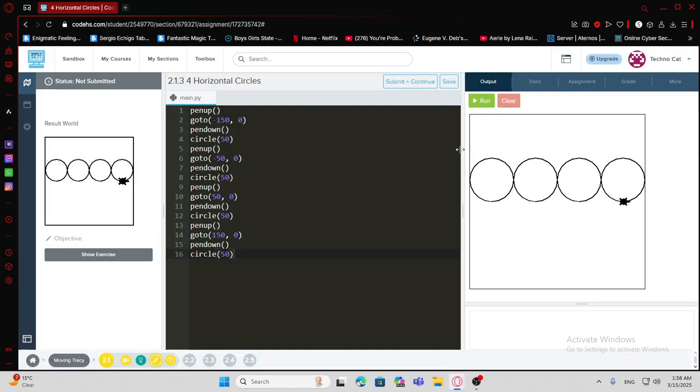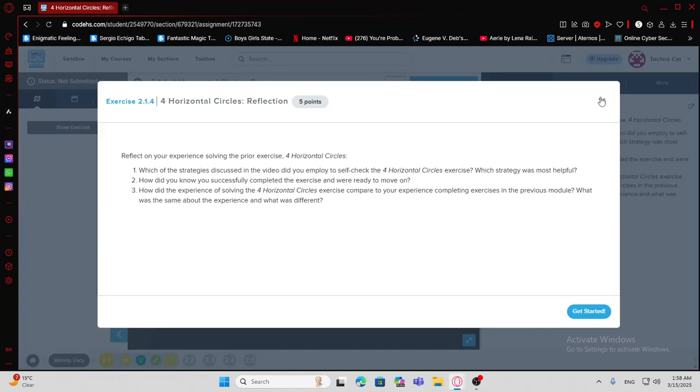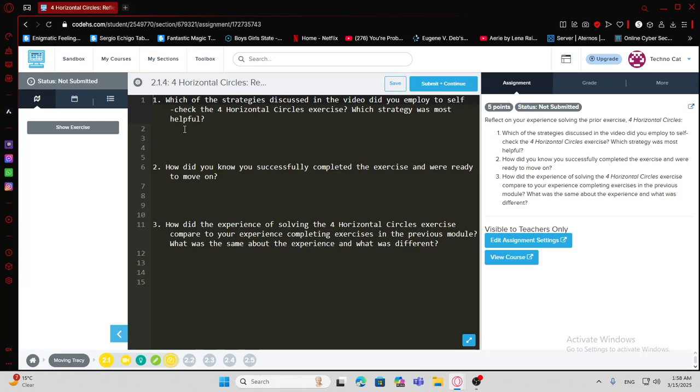Just gonna continue, and then this is in case you were in a classroom. So this really doesn't apply to us. I'm pretty sure this has to do with peer reviewing, which in a real world scenario you are gonna do a lot of.